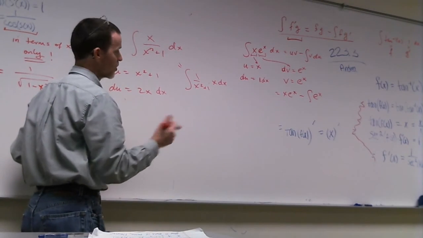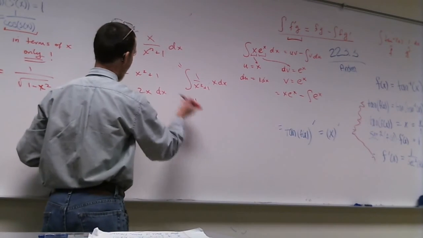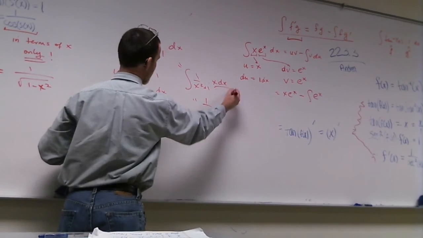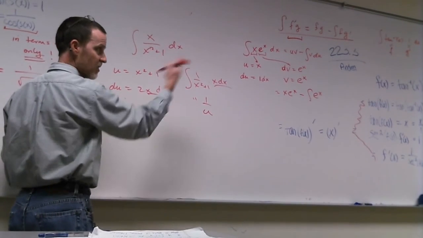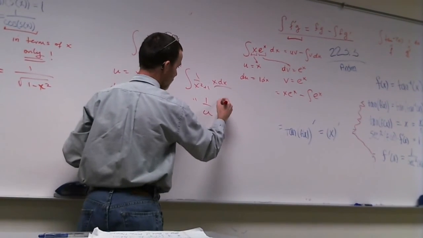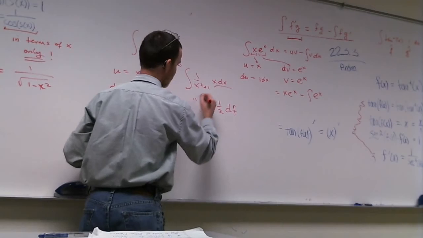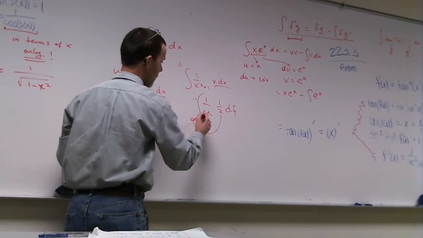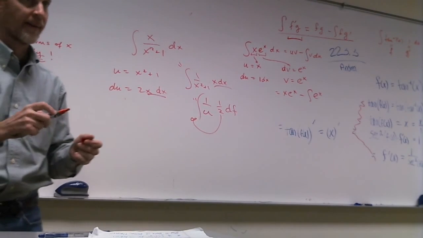Oh, yeah. So we're just doing the algebra different. Gotcha. Now what have you got? You got 1 over u, what's x dx? It's 1/2 du, which he called 1/2 df. Taking the half out front, yada, yada, yada. Okay.